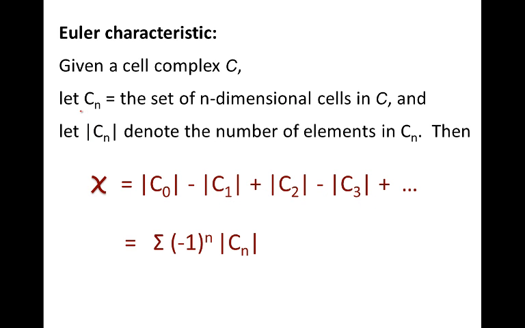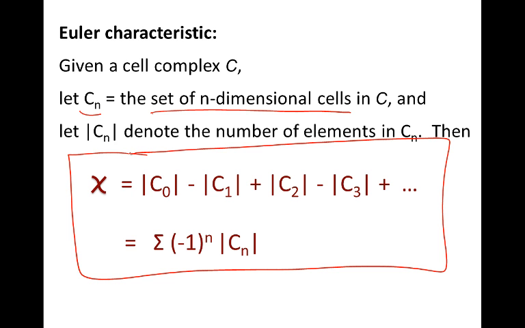So if Cn this time denotes the set of n-dimensional cells in our complex, we have the same formula where we have the alternating sum of 0 cells minus 1 cells plus 2 cells minus 3 cells, etc.